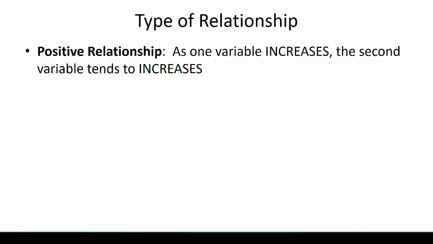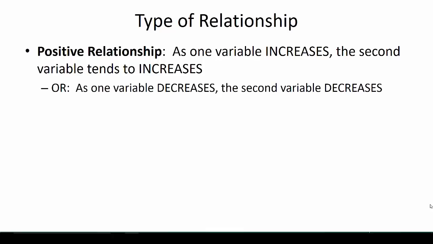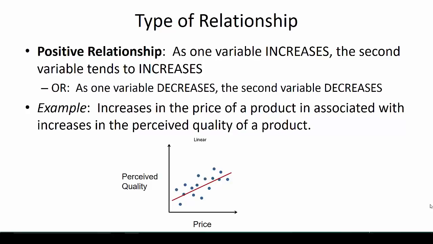If your coefficient, or Pearson's R, is positive, that means you have a positive relationship. A positive relationship is when increases in one variable tend to be associated with increases in the second variable. I could also reword this to say, as one variable decreases, the second variable tends to decrease as well. One example of a positive relationship is the relationship between price of a product and perceived quality of a product. So typically, increases in the price are associated with increases in perceived quality. Likewise, lower priced items tend to be perceived as being lower quality.